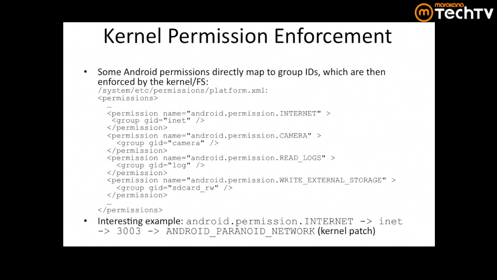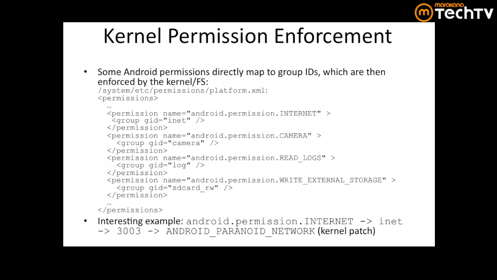Now, kernel permission enforcement. We already know that the kernel contributes to the isolation of apps. We also know that the kernel helps prevent us from directly accessing most of the drivers. But there's more to this. In some areas the kernel plays a more direct role. So for example, for the internet, how do we actually get access to it? Well, it just so happens that Android's kernel has been modified with something called paranoid network security.